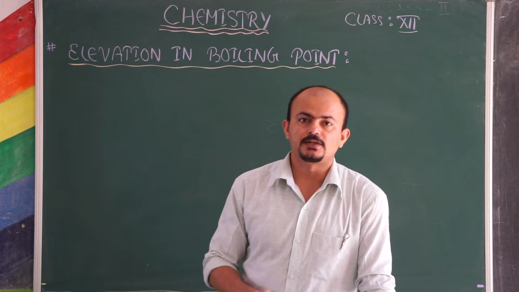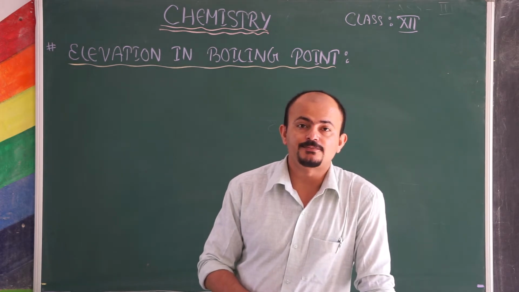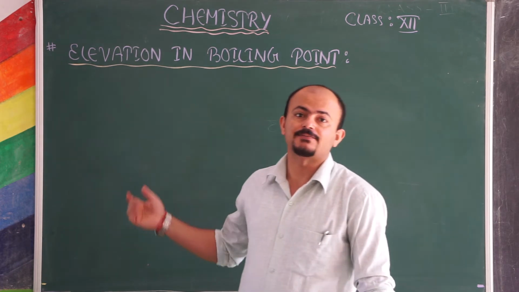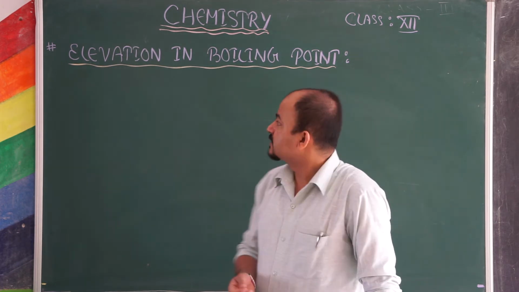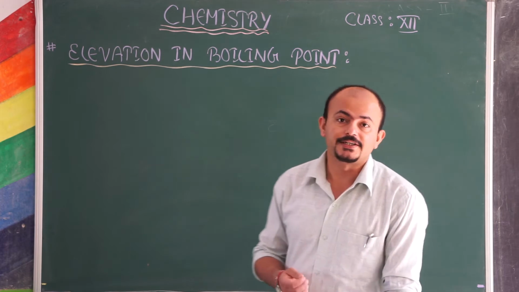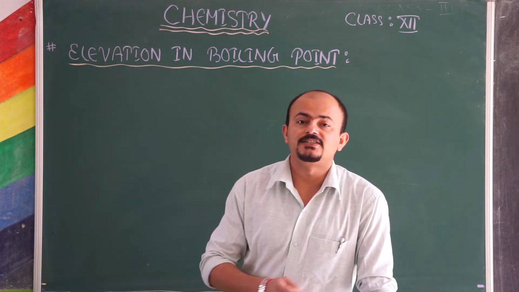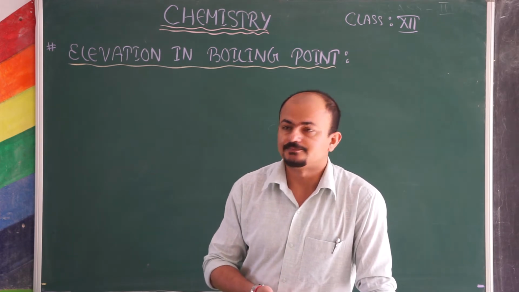Today we will be discussing one of the colligative properties, that is elevation in boiling point, and this is from chapter number 2. So elevation in boiling point is a colligative property. There are other colligative properties also, and one of them we have already discussed in our previous video.